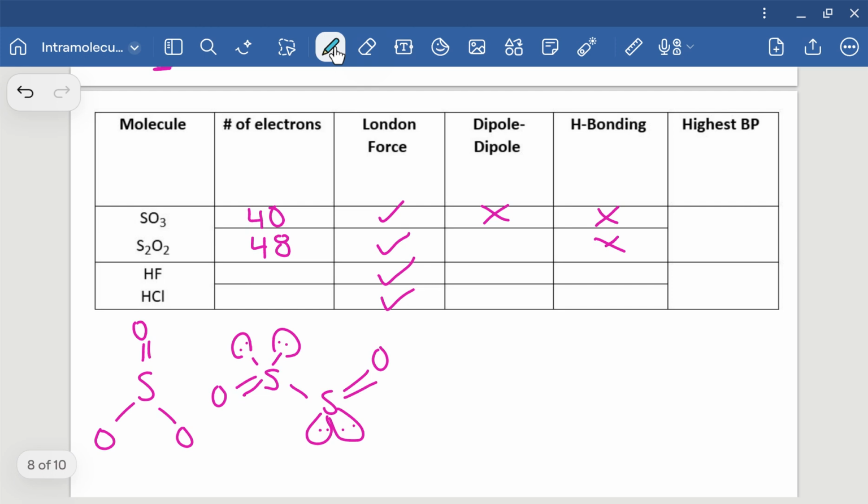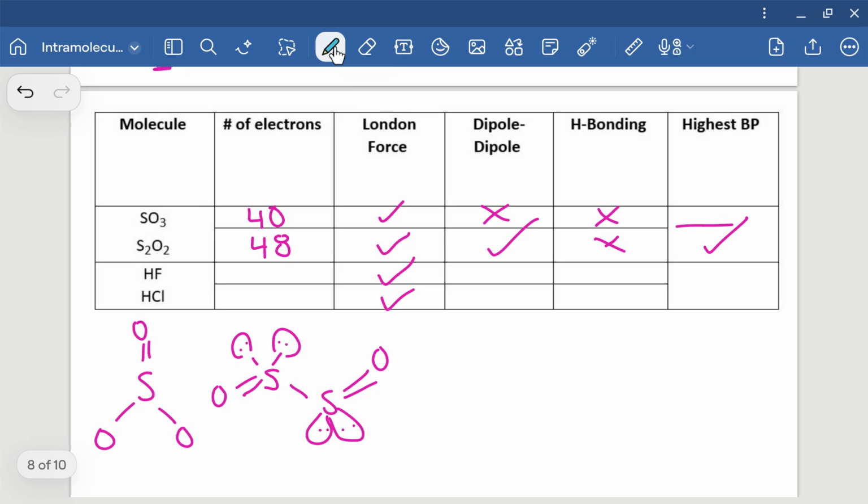Because you have that bent shape around the sulfur, you do have some negative ends, which will give you an overall dipole. So you do have a dipole present. So now comparing between the two, the one with the higher boiling point would be the one with more forces present. So that will be your S2O2.